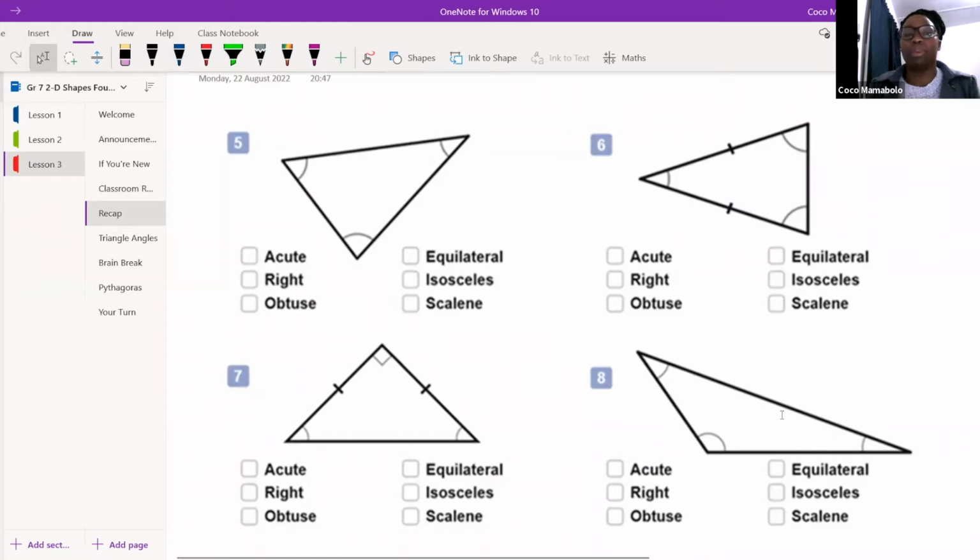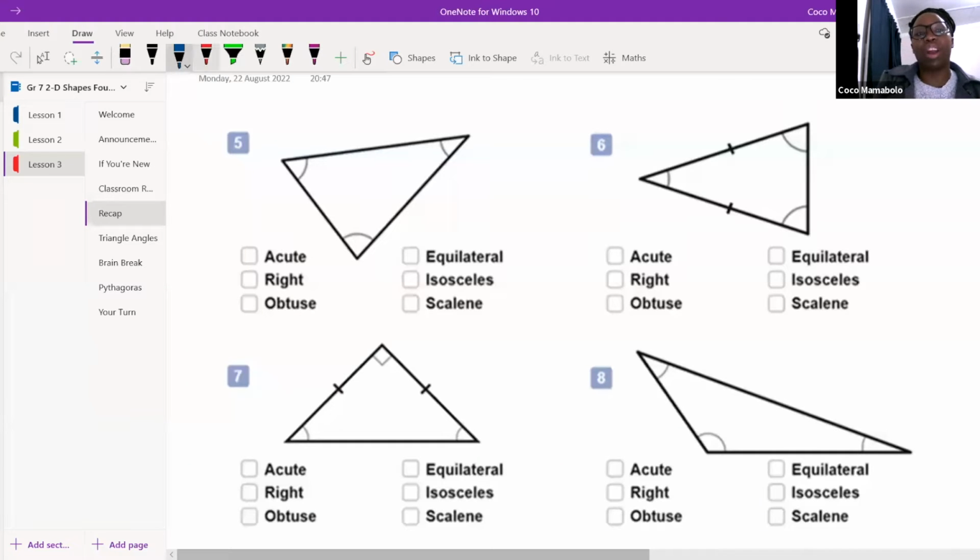Oh, look, I'm muting you. I'm sorry. Ayanda, let's start with number 5. What kind of triangle is number 5? Ma'am, it's an equilateral triangle, ma'am. Oh, I don't know if it's equilateral. If it was equilateral, all the sides would be the same and all the angles would be the same, but I'm not seeing any of that.